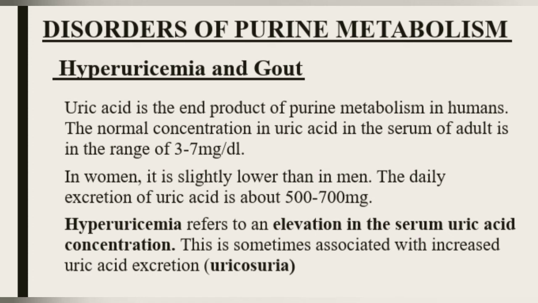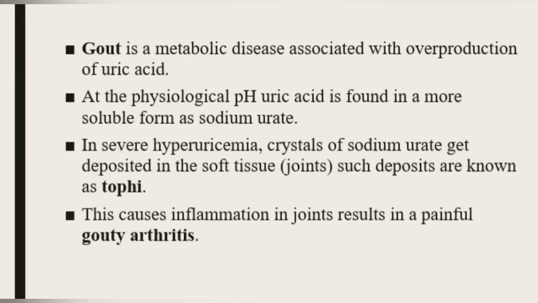Hyperuricemia refers to an elevation in the serum uric acid concentration. This is sometimes associated with increased uric acid excretion also, which can be called uricosuria. So next, let's talk about gout. Gout is a metabolic disease associated with overproduction of uric acid.